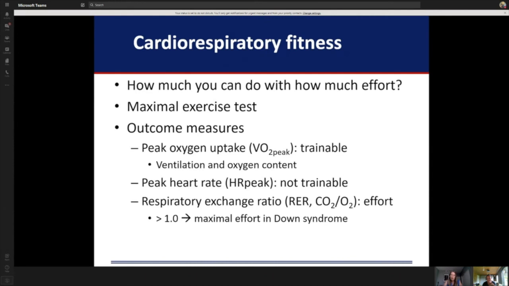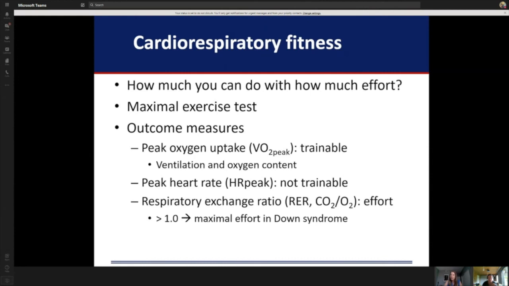So the outcome measures that we are looking at for a max test are the peak oxygen uptake, which is the amount of oxygen you're able to use for exercise. This is the trainable part. So if you start getting better, if you train more and exercise more, you'll be able to put in more work with the same amount of oxygen, or be able to use more oxygen total by your muscles. The peak heart rate, we look at that as well.